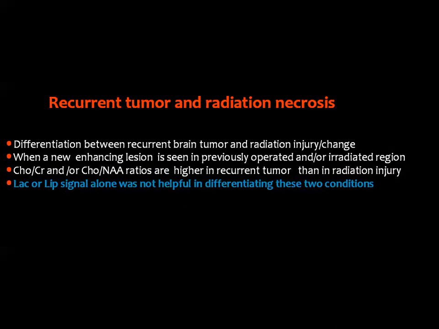This is also one of the values of MR spectroscopy, to differentiate between tumor recurrence and radiation necrosis. In both cases, tumor recurrence with areas of necrosis and gliosis, and radiation necrosis, both lesions will show elevated lactate and lipid peaks. But how can you differentiate? It is the choline and choline creatine ratio and choline N-acetyl aspartate ratios.